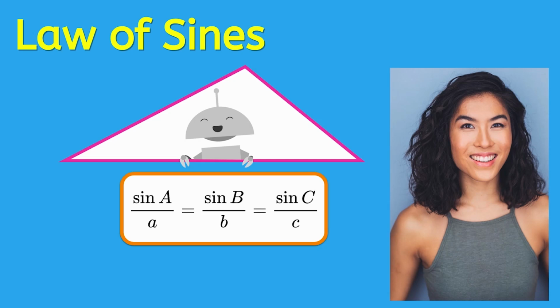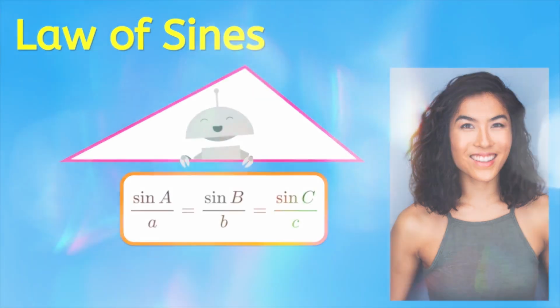In this video, you'll learn how to use the sine function to solve for missing side lengths, missing angle measurements, and the area of oblique triangles.